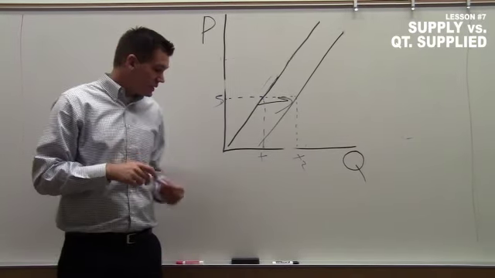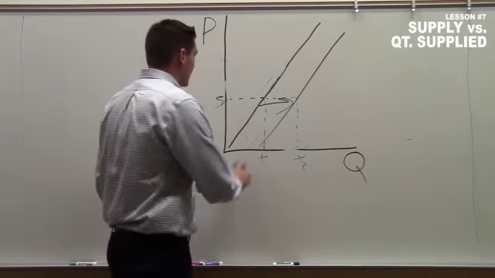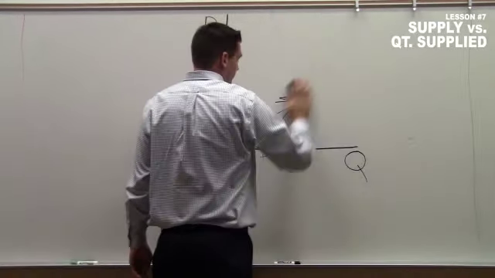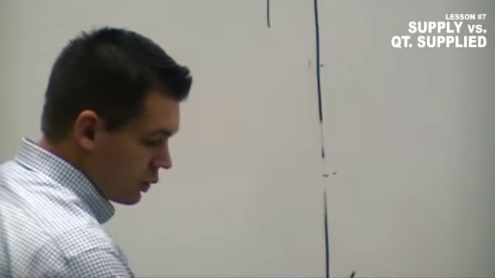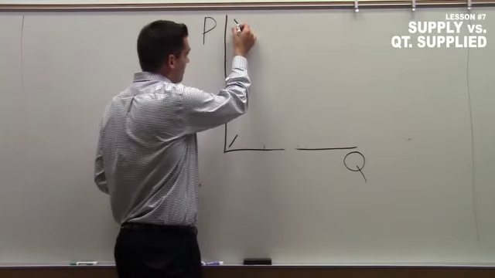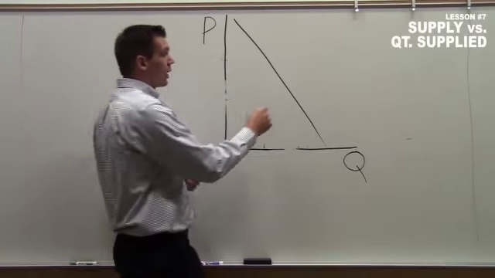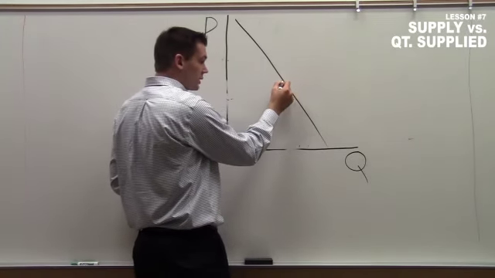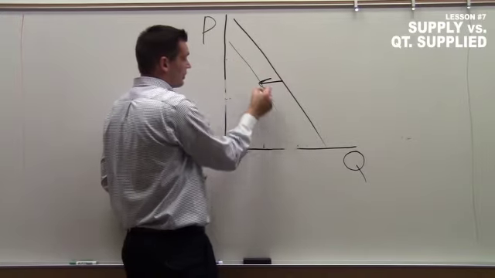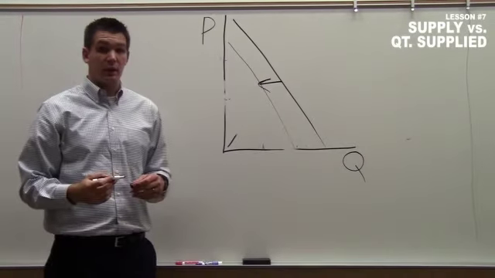Now, if you want to increase demand, it's going to be the exact same thing. So instead of having that upward sloping curve, we're going to have a downward sloping curve. So an increase in demand represents a shift to the right of the demand curve, and a decrease in demand represents a shift like this to the left of the demand curve.